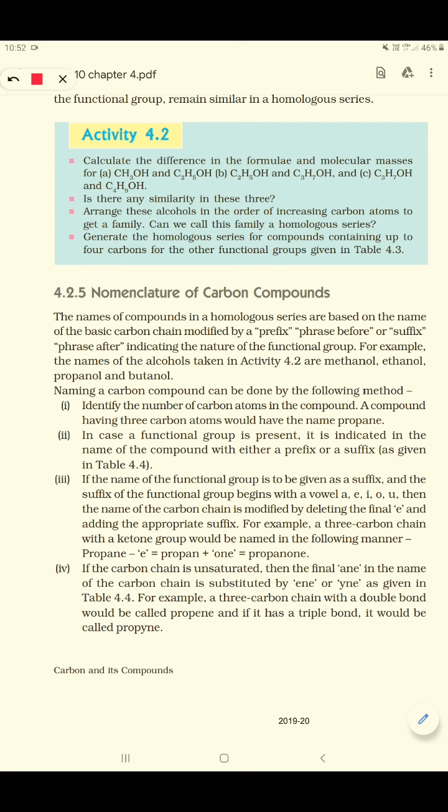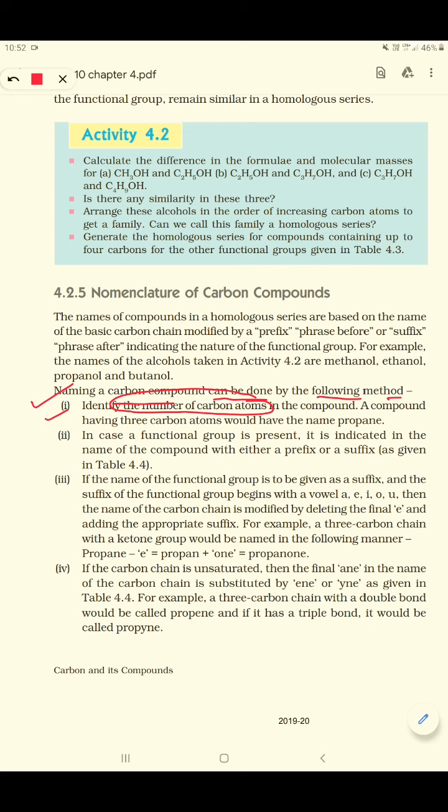functional groups. So students, we are coming to the rules. Naming a carbon compound can be done by the following methods. So we are going to study the rules one by one. The very first rule is: identify the number of carbon atoms. See, the number of carbon atoms we have to select, and then as per the number of carbon atoms, we have to give the basic parent name.